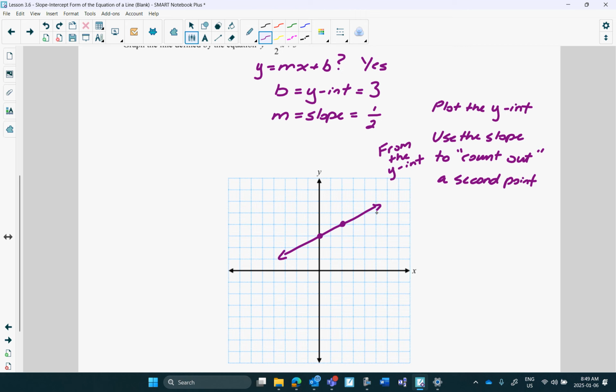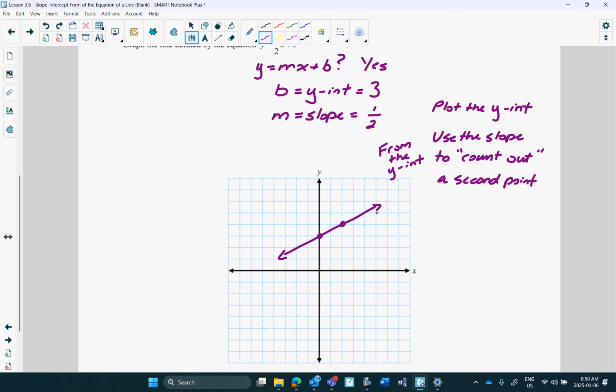Whenever an equation is solved for y, this is much quicker than a table of values. Much quicker. Okay? I mean, table of values is still good. It's still valid. But we should really get used to using this. And actually, we can use this formula another way too, if I asked you to work backwards. What if I told you stuff about the line and asked you to write the equation?